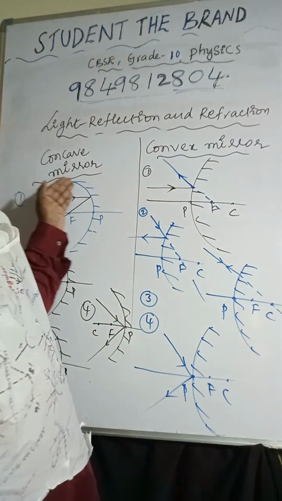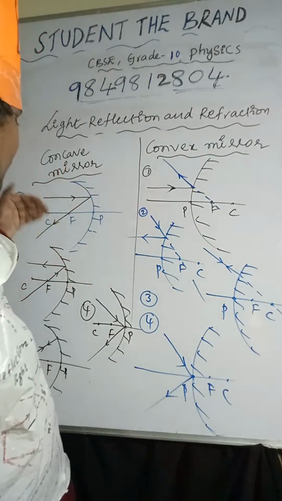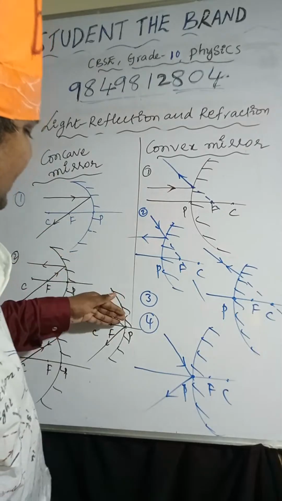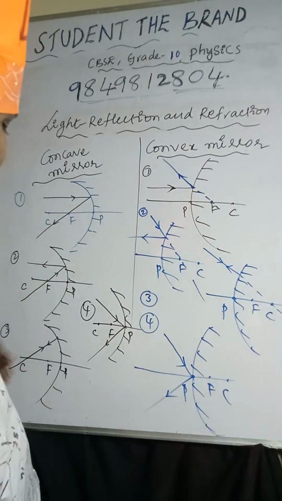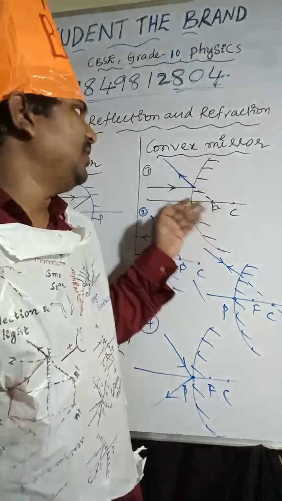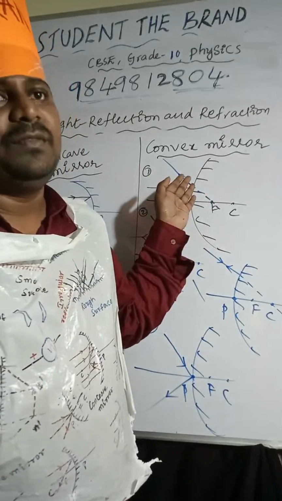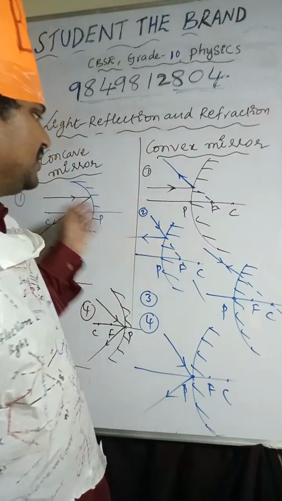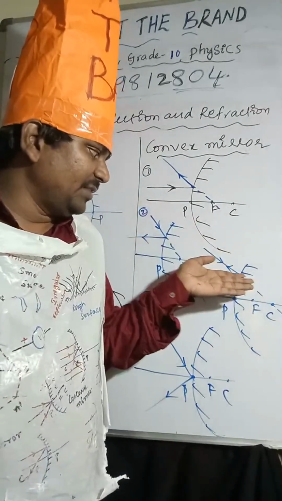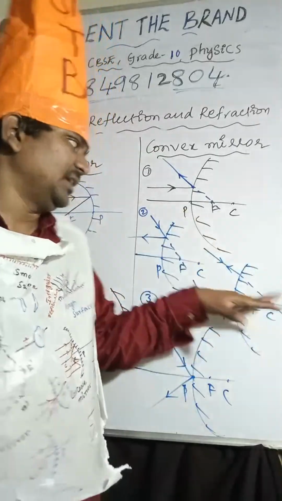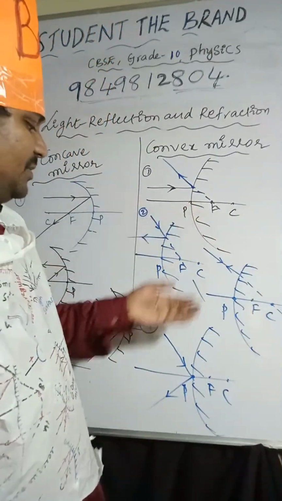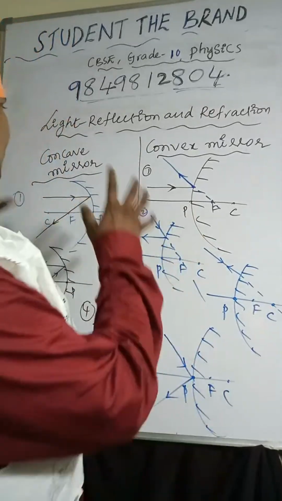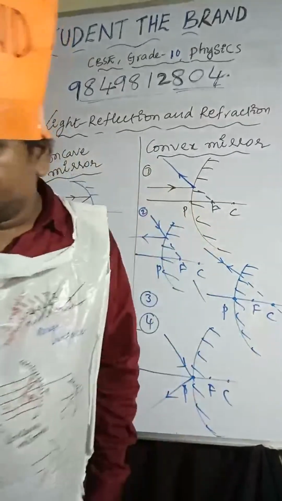Concave mirror: light rays coming from infinity, after reflection pass through focus. Light rays passing through focus, after reflection move towards infinity. Light rays incident at the pole reflect back. Light rays passing through center of curvature retrace their original path. Convex mirror: light rays coming from infinity, after reflection pass through focus. Light rays passing through focus move towards infinity. Light rays passing through center of curvature retrace the original path. Light rays incident at the pole reflect back. So this is about concave mirror and convex mirror ray rules.